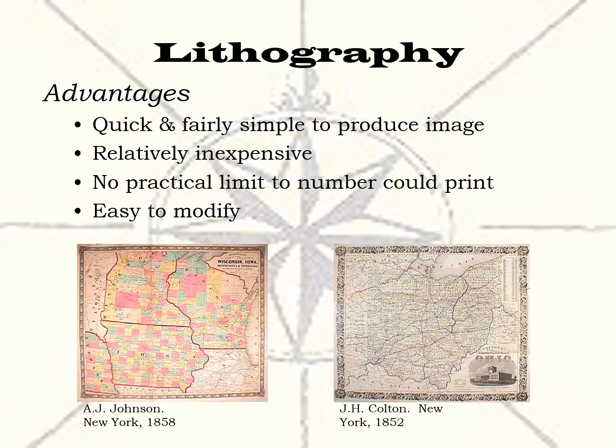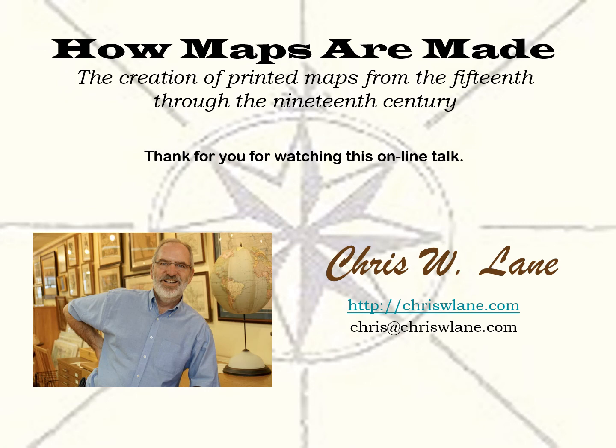Lithography continued to be the dominant means of map making up to the later part of the 19th century, when it was finally replaced by wax engraving and then photomechanical processes for making maps. That is a look at the major ways that maps were made from the 15th through 19th century.